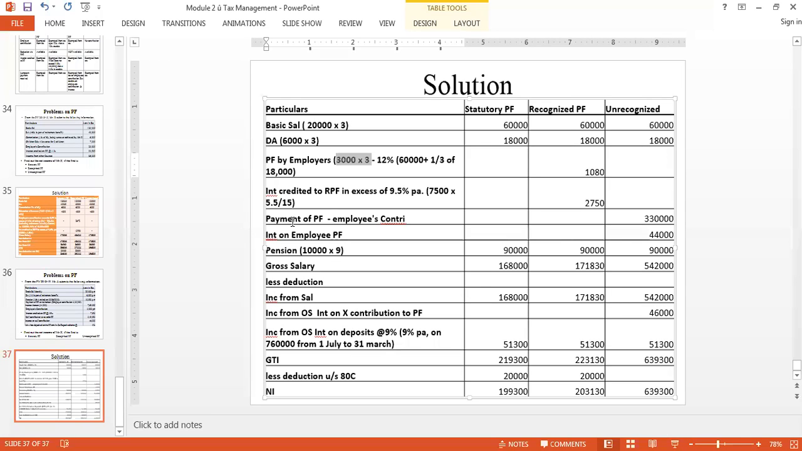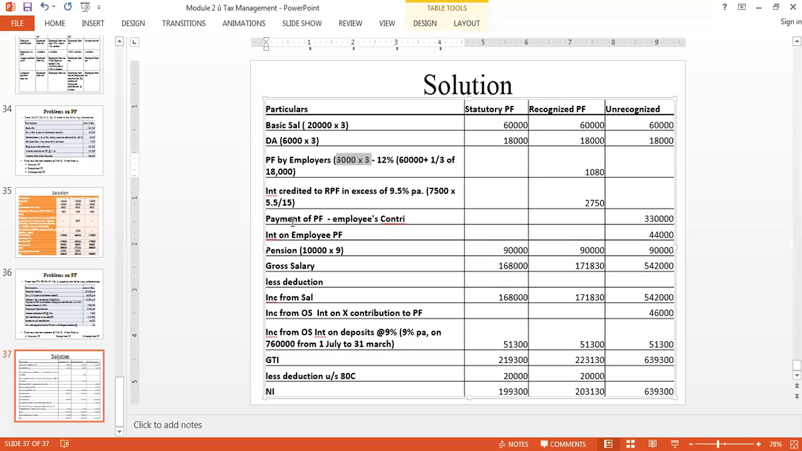And this is going to be checked with the percentage that has been set by the standard. What is the standard? Your PF contribution should not be more than 12% of your salary. What is 12% of your salary? For that, the first thing is we need to know what is salary, right? So salary here is going to be 60,000 plus 1/3.